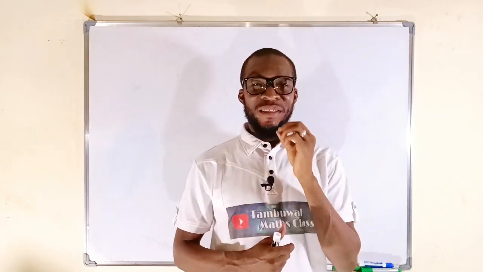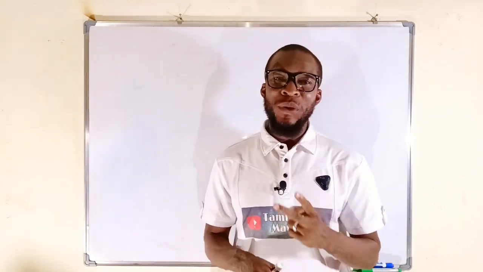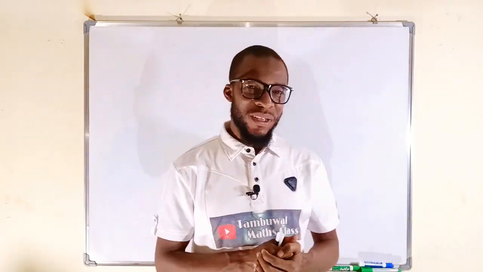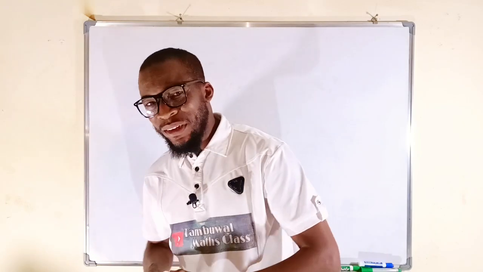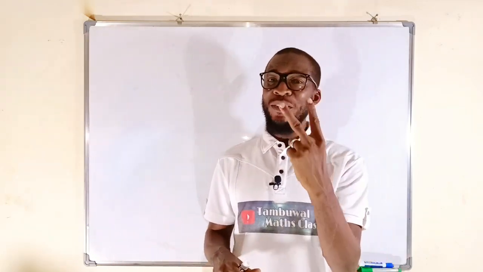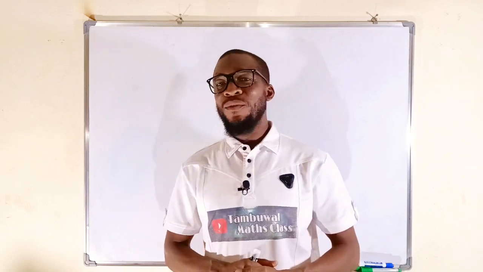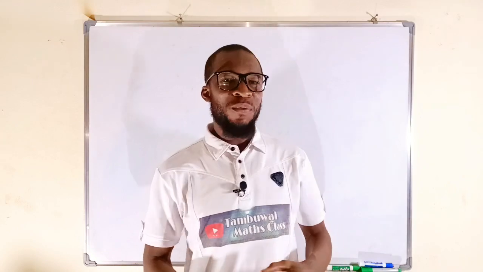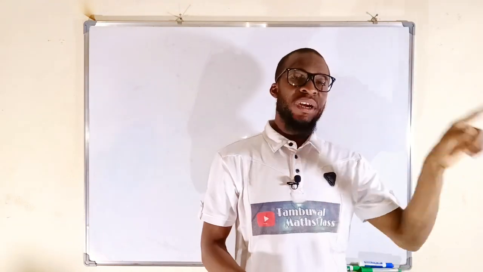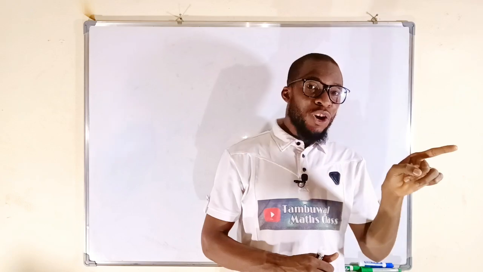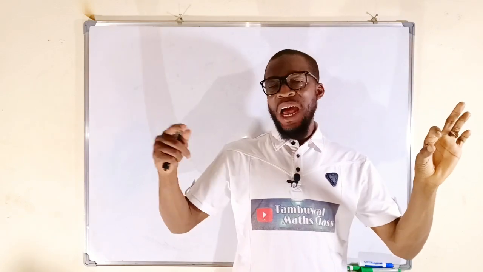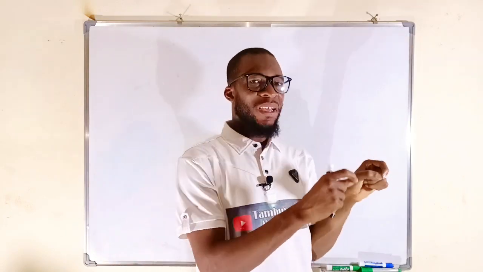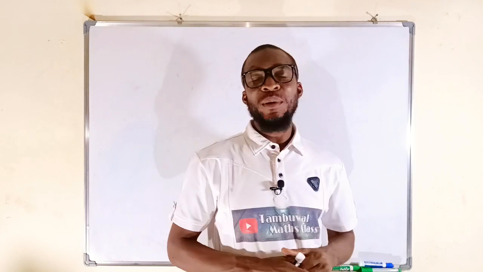And we have seen that decimal numbers can be classified into two. We have the terminating decimal numbers and we have the non-terminating decimal numbers. And we say that these non-terminating decimal numbers can be classified into two also. We have those that are non-terminating, non-recurring, and we have those that are non-terminating but recurring. Those that are recurring, we say they are rational numbers, but those that are not recurring, we say they are irrational numbers. So we want to talk about this non-terminating recurring decimals.